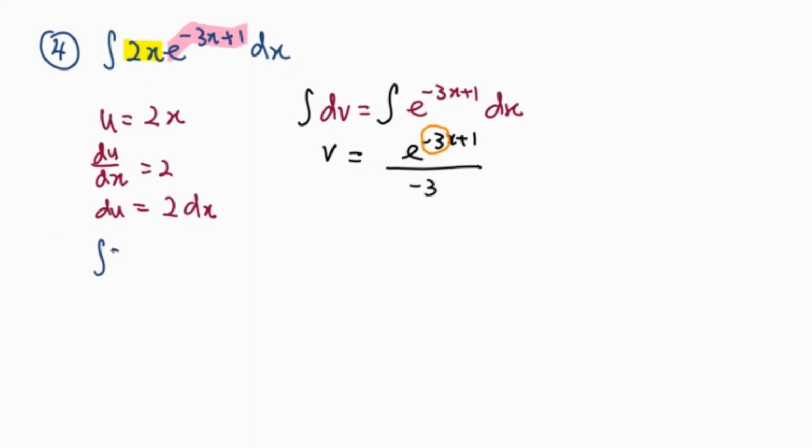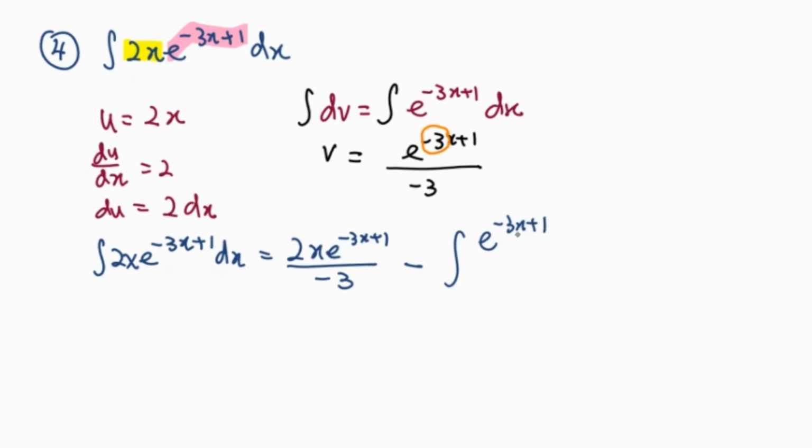Then we write back our question because we want to show that this can be integrated by parts. So the first part is uv here. It will become 2x e^(-3x+1) over negative 3, and then minus the integral of v, so this is our v, du. du is 2 dx.